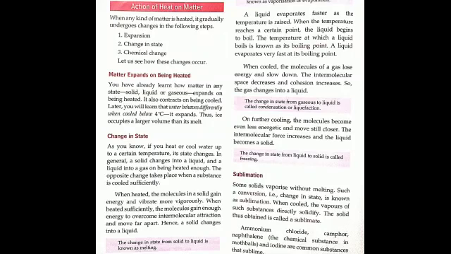A liquid evaporates faster when we raise the temperature. When the temperature reaches a certain point, the liquid will begin to boil. You can see bubbles rising from a liquid when the temperature is raised or when we boil it. The temperature at which a liquid boils is known as the boiling point. The temperature at which bubbles come throughout the bulk of the liquid is called the boiling point. A liquid evaporates very fast at its boiling point.